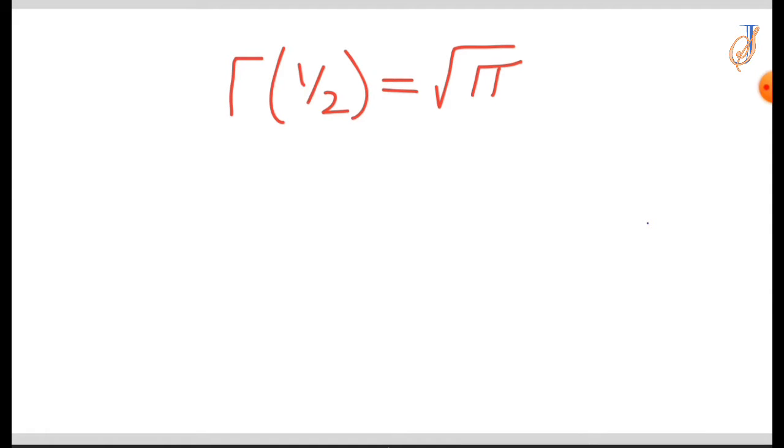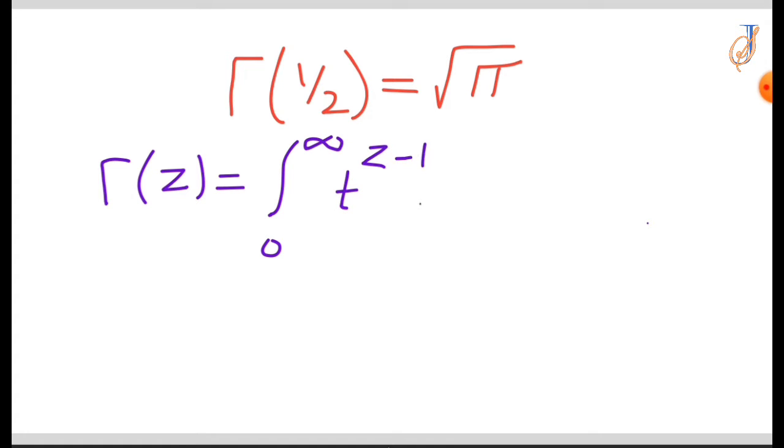In this video, I am going to show the proof of gamma of 1 by 2 that is equal to root pi. For that, let us recall the definition of gamma function. Gamma function is defined as gamma of z equal to integral 0 to infinity t power z minus 1 times e power minus t times dt. Using this definition, I am going to prove that gamma of 1 by 2 is equal to root pi.